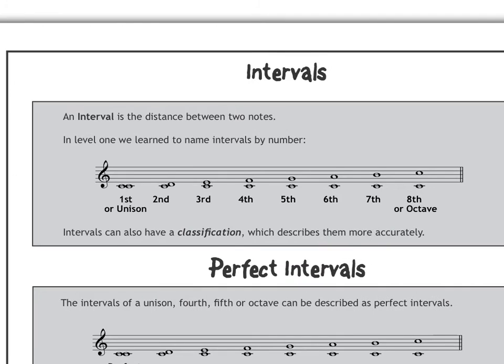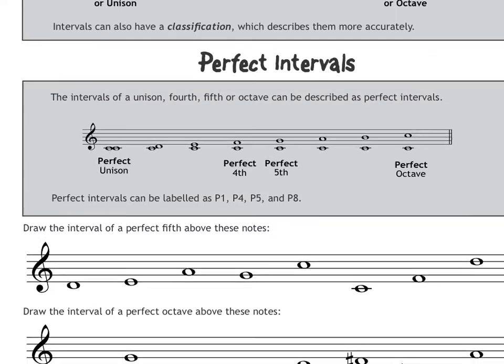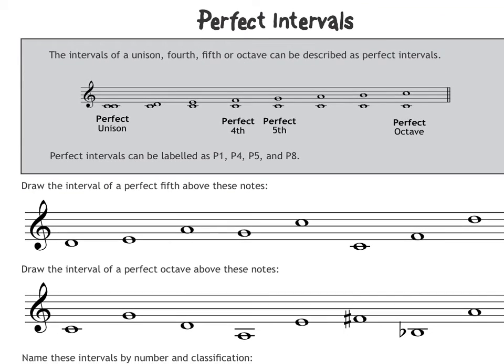Intervals can also have a classification. Now this is what the new stuff is. Intervals can have a classification which describes them more accurately. There are different kinds of seconds. There are different kinds of thirds and fifths and all the way across. So how do you calculate what those are? Here's where we're going to start, with the first calculation and the first type of interval, the first classification.